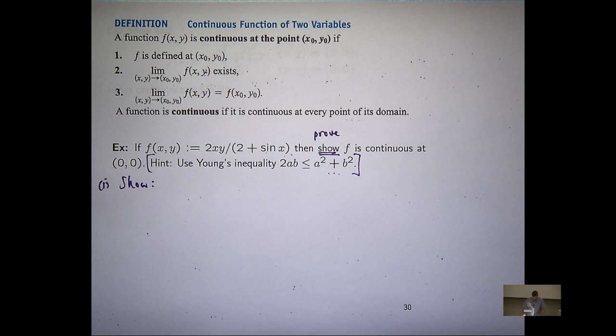Anyway, show that the limit is just the value of the function, which is just 0. So essentially, we just want to show that the limit of the function is 0.